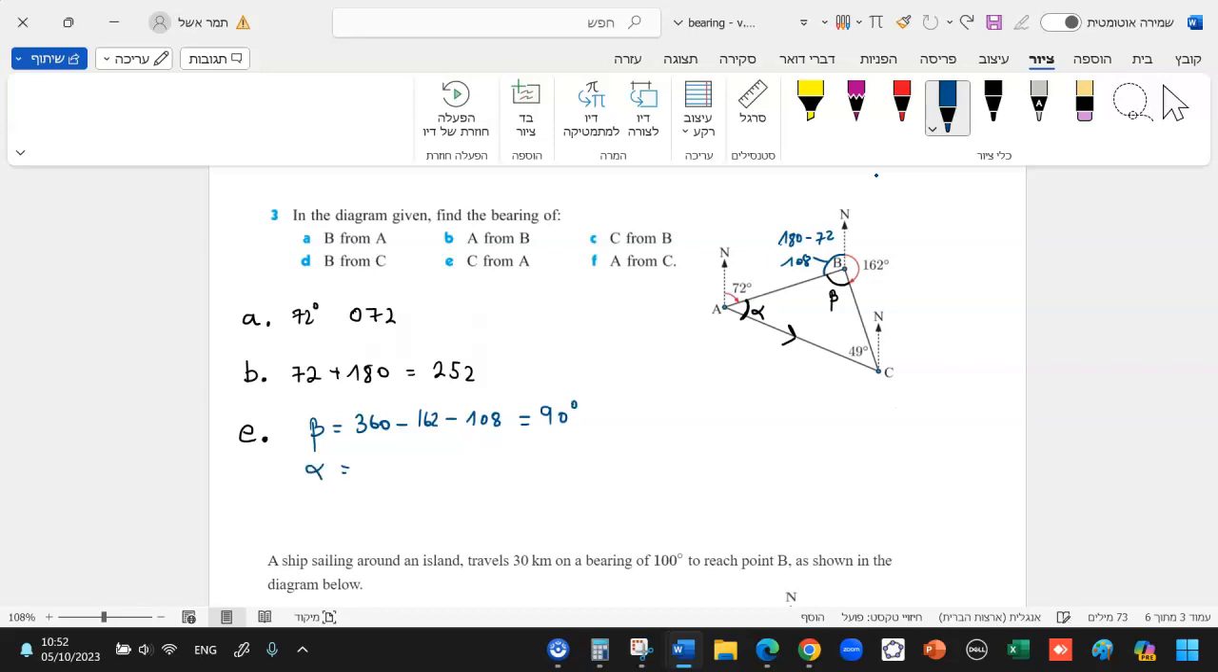And then alpha, completing to 180 degrees in the triangle. This is 180 minus 90 plus 49. This is 41. And the entire bearing from A to C is 72 plus alpha 41. This is 113.